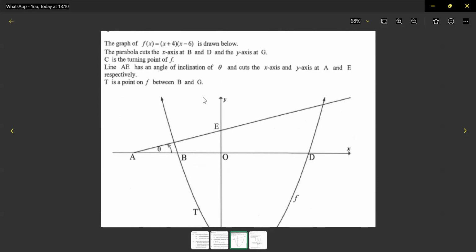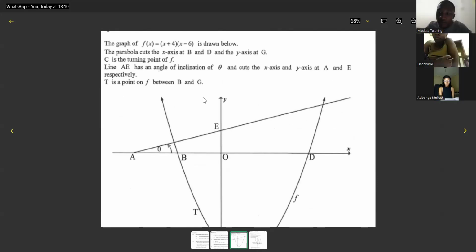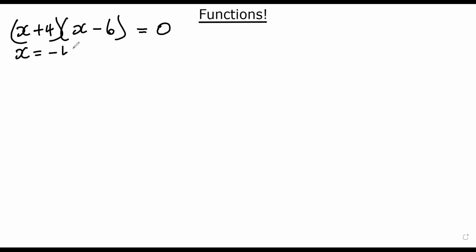So let's go to the whiteboard and solve for x. Well, you don't really need to show those workings. You only need to show the coordinates, right? But at the back of your mind, you understand that x plus 4 times x minus 6 was equated to 0. And using the zero factor law, you find that x is negative 4 or x is positive 6. But now, they don't want you to show this, right?